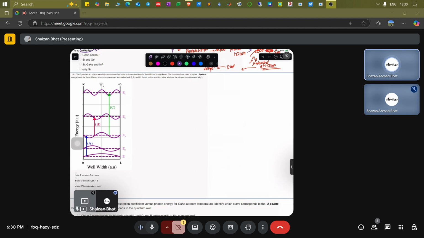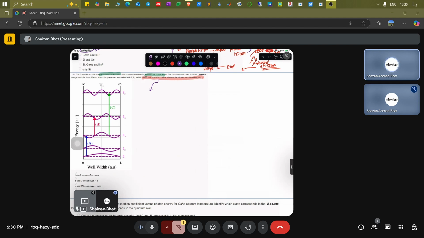So now the figure below depicts an infinite quantum well with the electron wave functions for the 5 different energy levels. The transitions from lower to higher energy levels for 3 different absorptions are based on the selection rules. What are the allowed transitions? I told you which transitions are allowed.